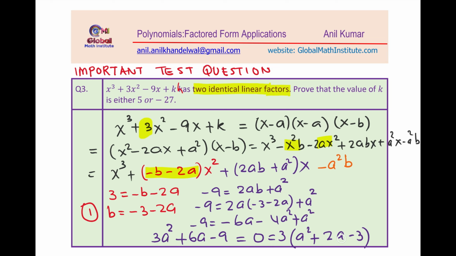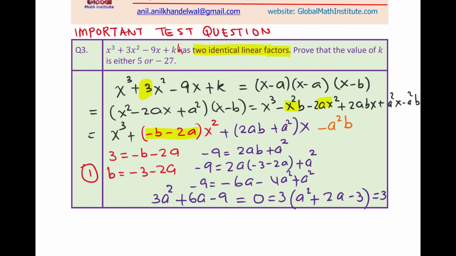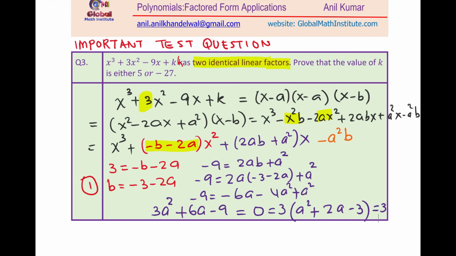Perfect. So you get two values of a. Minus 3 really means minus 3 times 1. And therefore, I could write this as 3 times. Let me just push this page a bit and then write the final equation here. Okay. So what I'm going to do here is write this as equal to 3 times a minus 1 times a minus 3. That is how we can factor this, right?